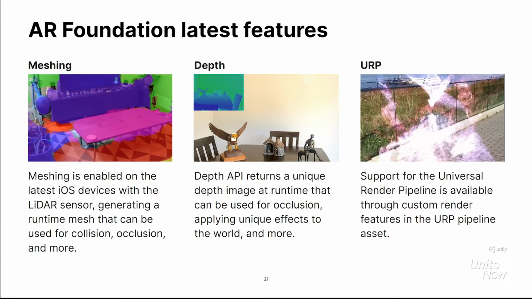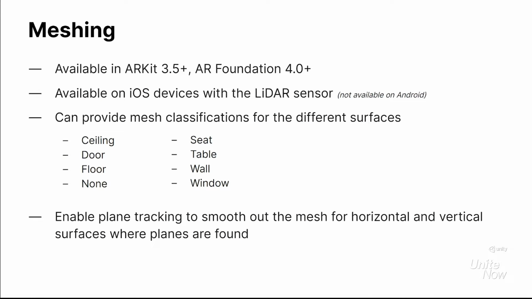First, let's talk about meshing. This was enabled in ARKit 3.5 and greater, and requires AR Foundation 4.0 and greater. It's available on iOS devices with a LiDAR sensor. It is not currently available on Android or AR Core. Within the Mesh API, there's a set of unique classifications for different surfaces. These include ceiling, door, floor, none, seat, table, wall, and window.